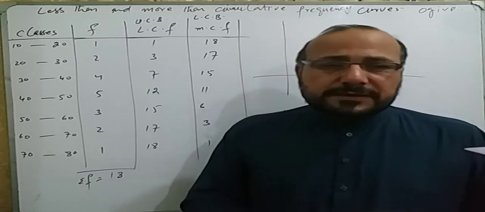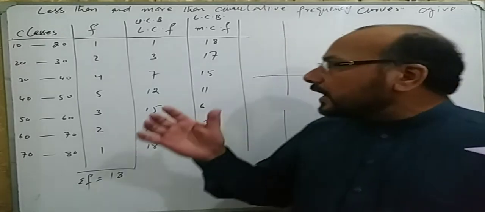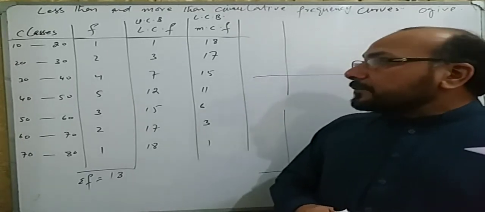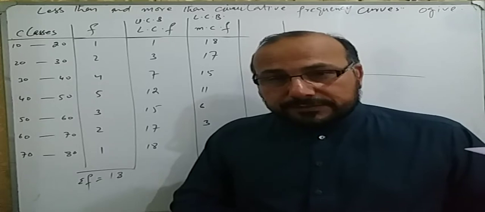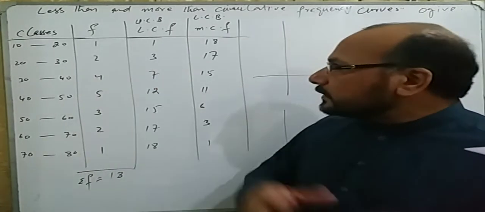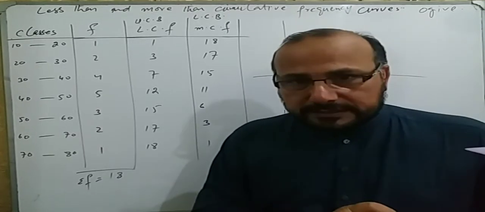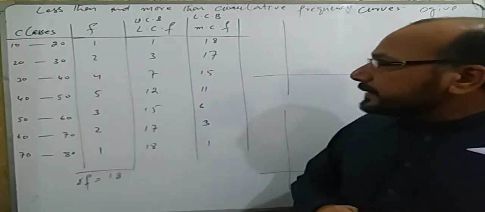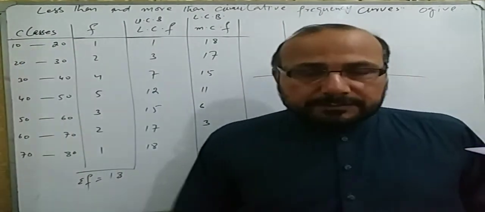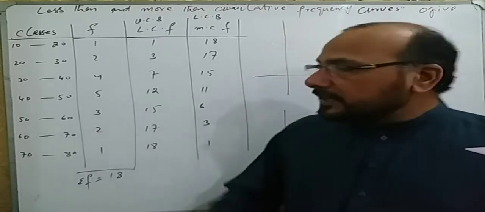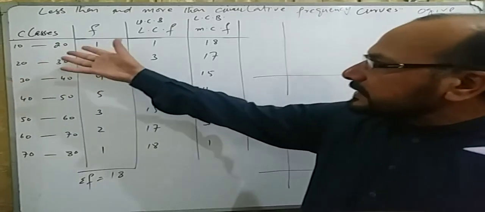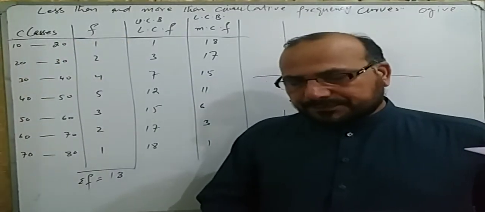curve, first we need to understand how we can find the less than and more than cumulative frequencies, and from where we can find them. Remember, when the frequency distribution is given, you can find the less than and more than cumulative frequency. The first step is to check the classes. If the classes are in continuous form, meaning the class boundaries are given, then there is no need to convert the class limits from discontinuous form into continuous form.